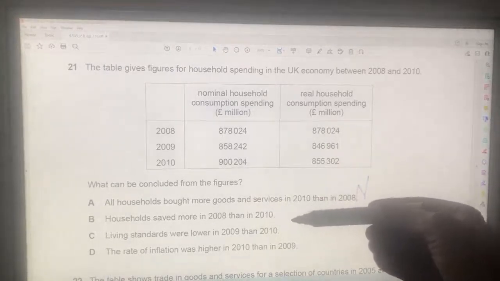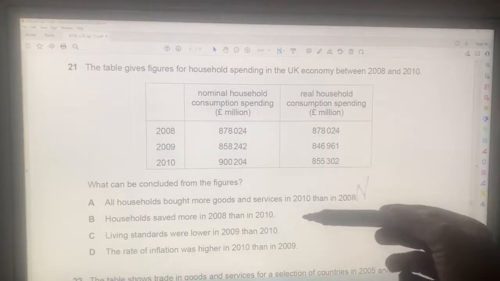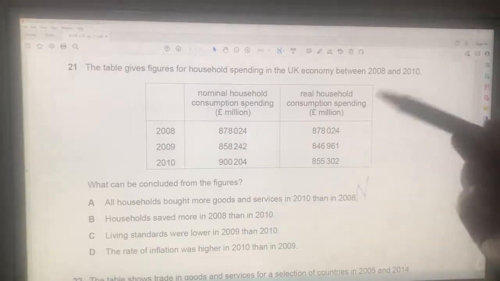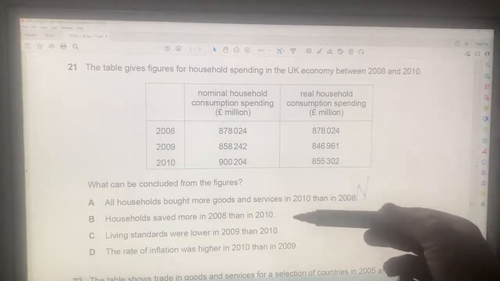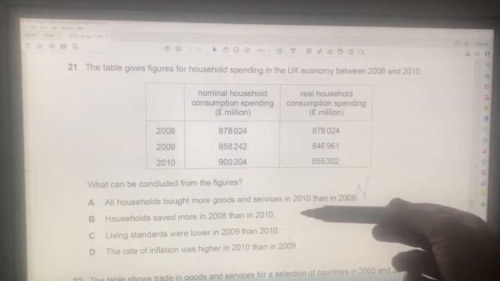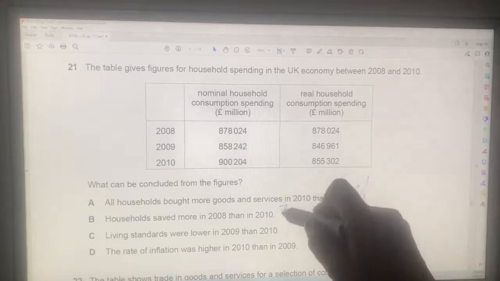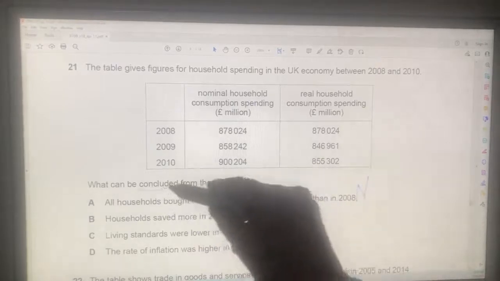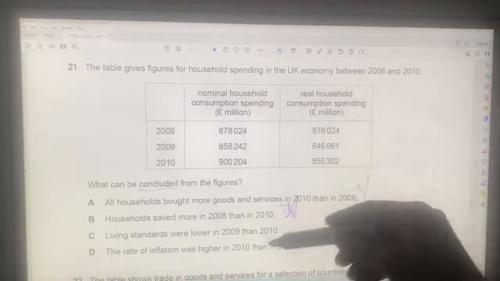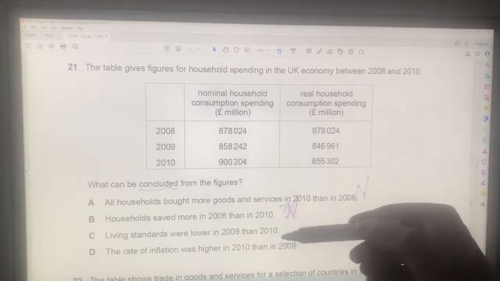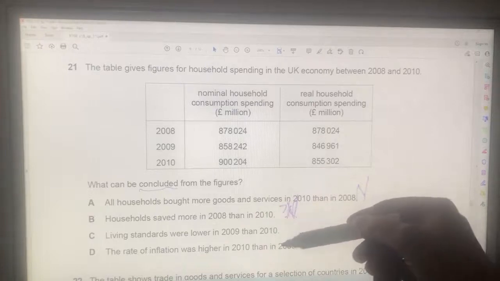B says households saved more in 2008 than in 2010. We don't know their incomes, so we don't know their savings. So we're not sure. So we cannot conclude that from the figures. That's a no. C says living standards were lower in 2009 than 2010.